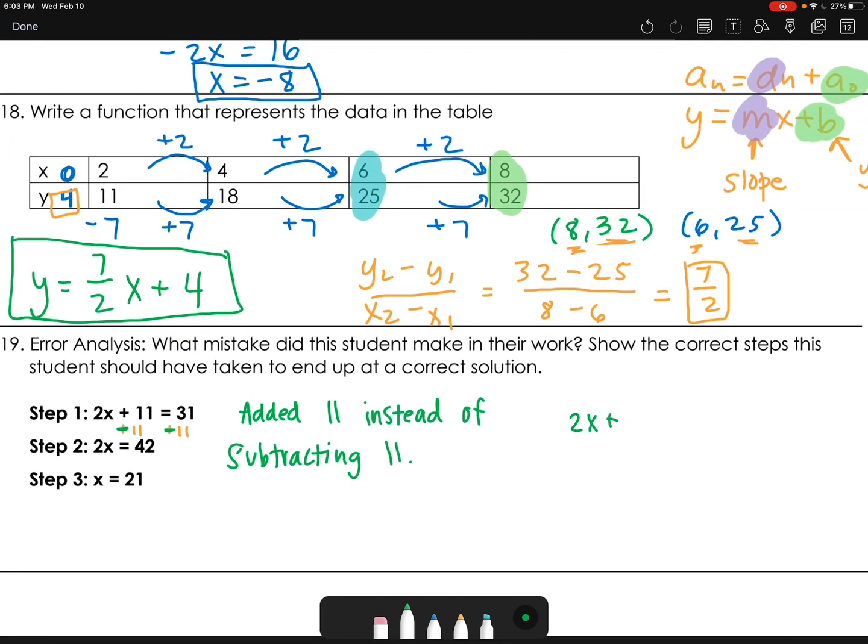So let's do the correct steps. So if we start with 2x plus 11 equals 31, if we subtract 11, we end up with 2x equals 20. Divide by 2, x equals 10. Okay? You can see how one mistake can totally mess up your whole answer there.